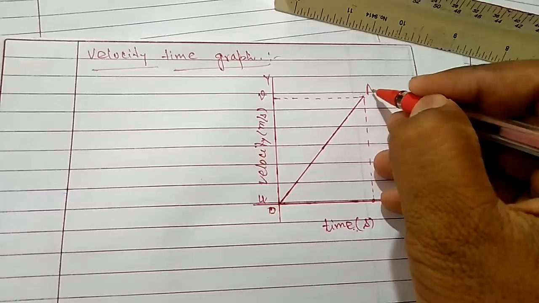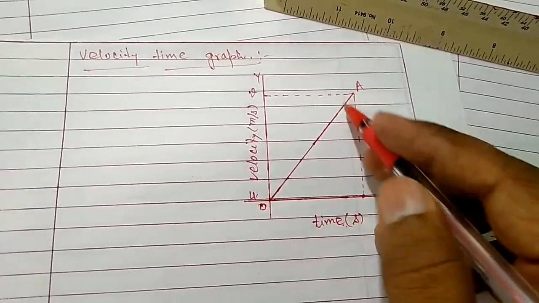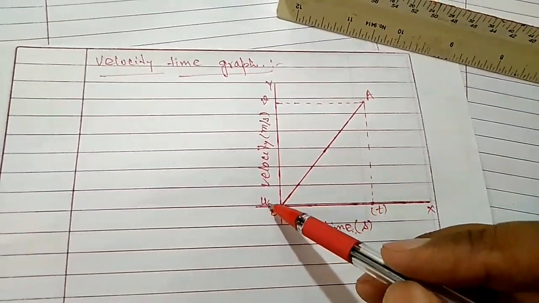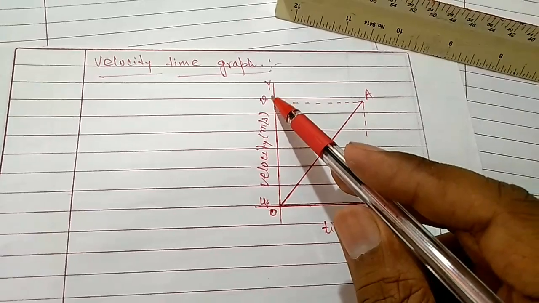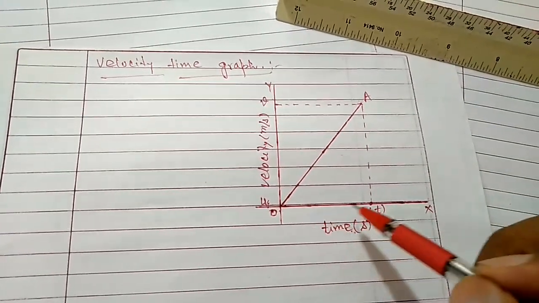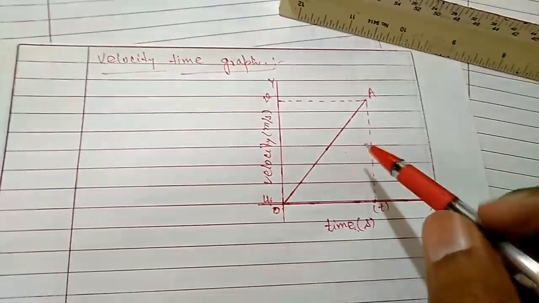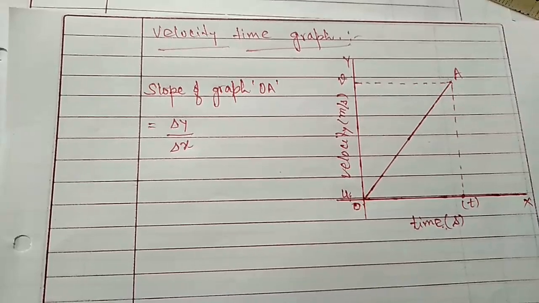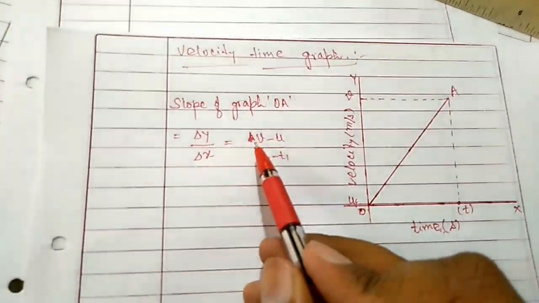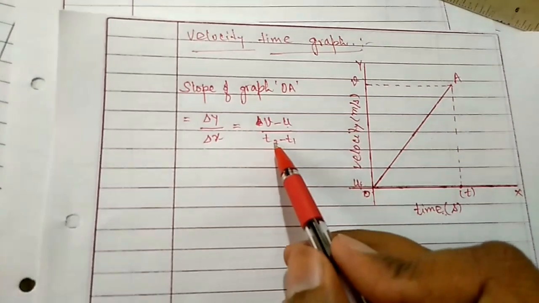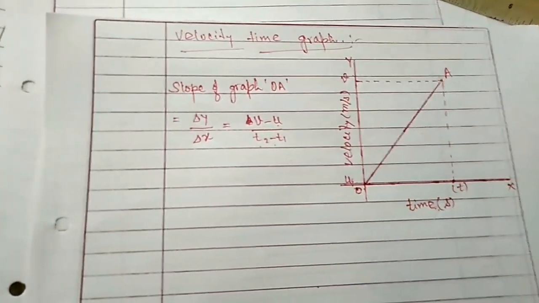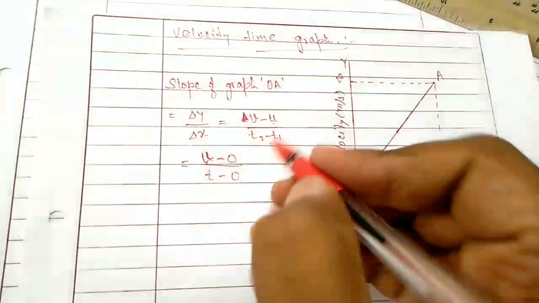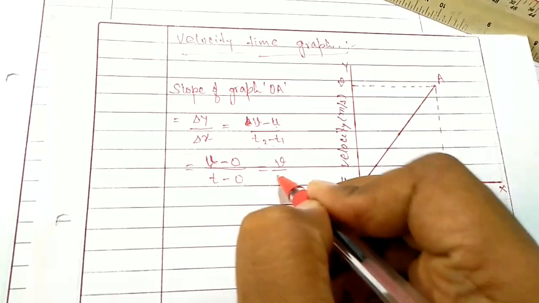Suppose at this point, at OA, the time taken is t. So again, initial velocity I'm taking u, 0, and final velocity v. Initial time 0 and final time is t for the graph OA, and let's calculate the slope. That is equal to del y upon del x, that is change in velocity, final velocity minus initial velocity, and change in time, final time minus initial time. Fill in the values: final velocity v, initial 0, final time t, initial 0. What will you get? v upon t.